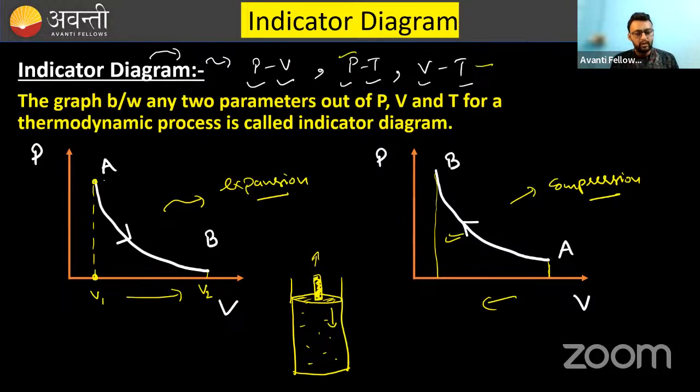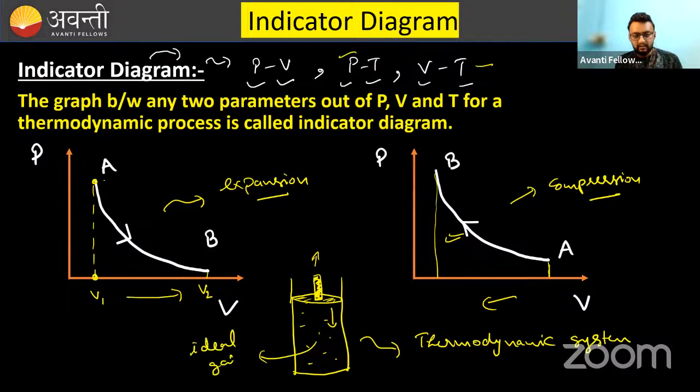Now moving further. What is this? This diagram represents a thermodynamic system. Which gas is filled in it? Ideal gas. Now your task is to write some points about ideal gas. What is the difference between real gas and ideal gas? You must write those points or search for those points. What are the basic differences between ideal gas and real gas? You must find out.